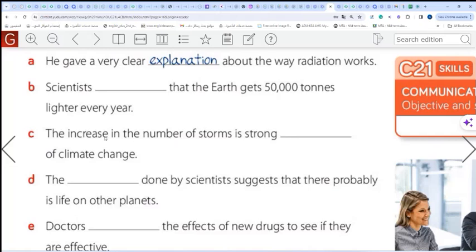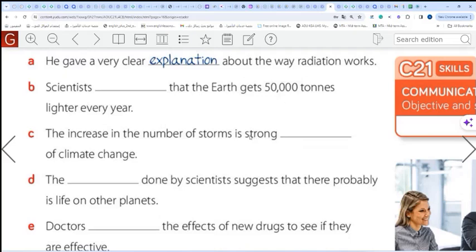Again, what do you mean by the increase in the number of storms is strong evidence of climate change? The number of storms rising is strong evidence of climate change. Excellent. Thank you so much, Brother Khalid. So the increase in the number of storms is strong evidence of climate change.